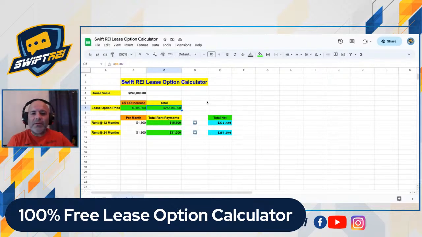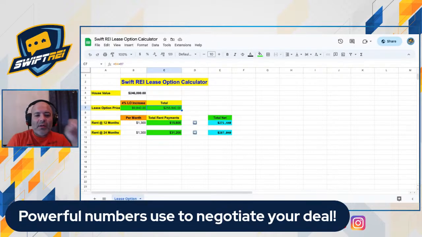So I'm going to break down these numbers and show where this calculator can be extremely powerful in negotiations, because it's all in the numbers. If the value of the property is 246,000, in lease options we don't pay more than, well, we can pay more. That's the selling point. But we pay more in a lot of other ways, and this calculator is going to explain that.